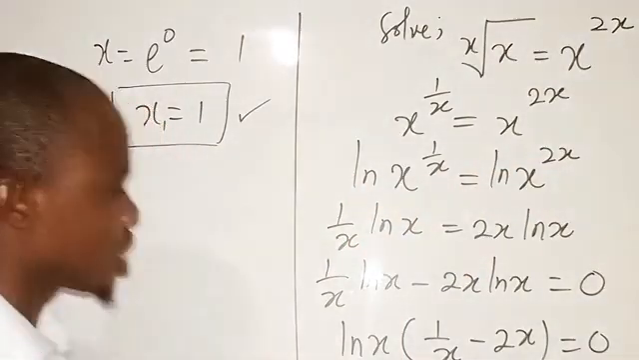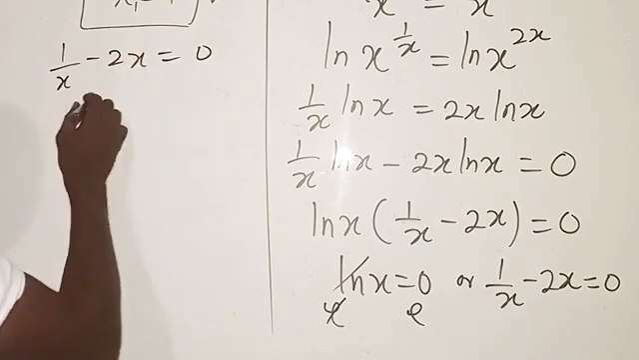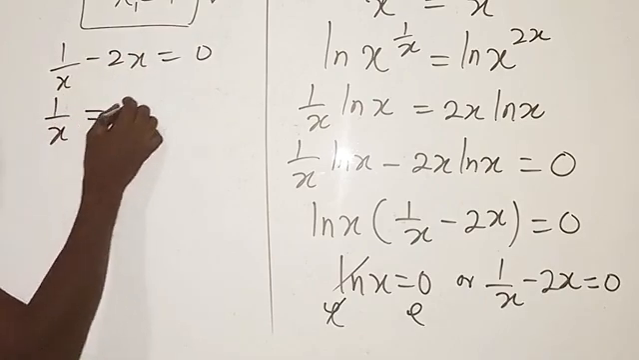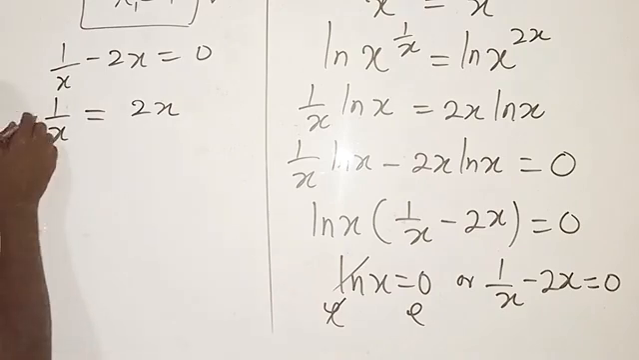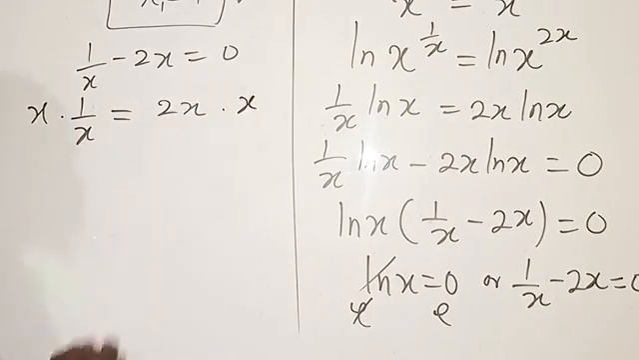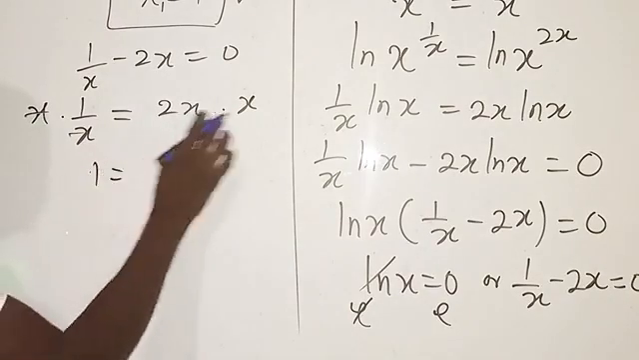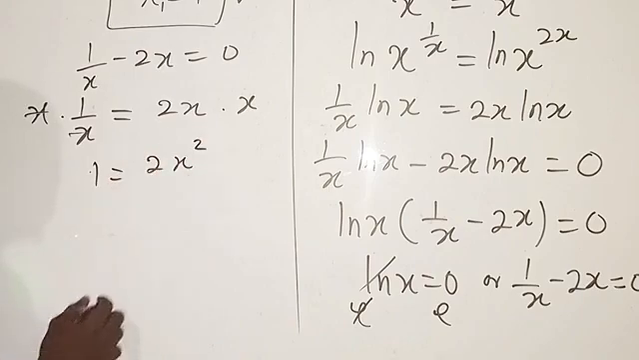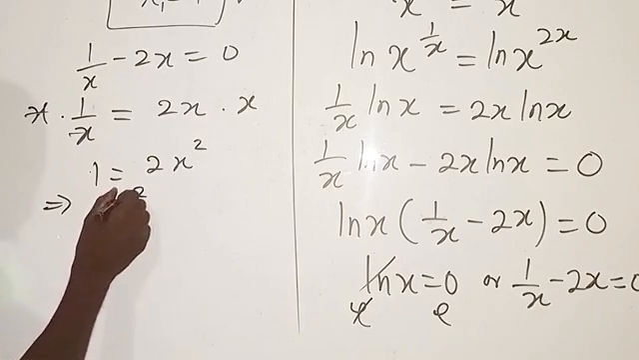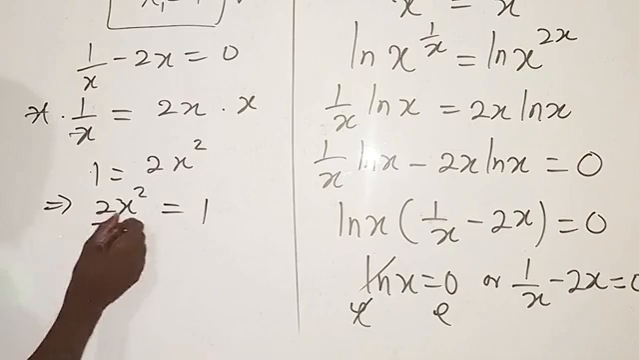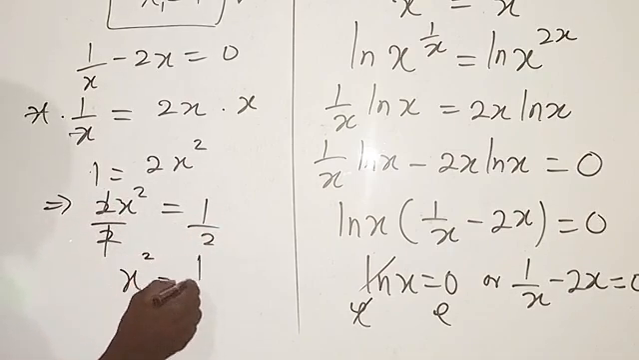Now we move further. We take this second equation: 1 over x minus 2x equals 0. So we have 1 over x equals, you transpose this, 2x. Do you understand now? So multiply x to both sides of the equation. We cancel x here, we have 1 equals 2x times x, 2x squared. So let me write this equation as 2x squared equals 1. Dividing both sides by 2, you can see we have x squared equals 1 over 2.